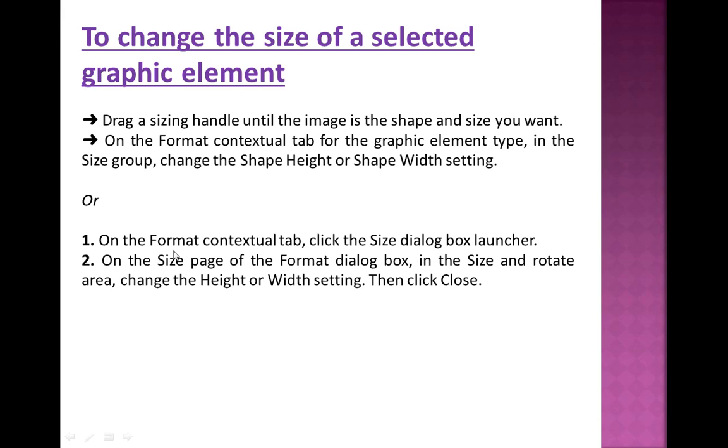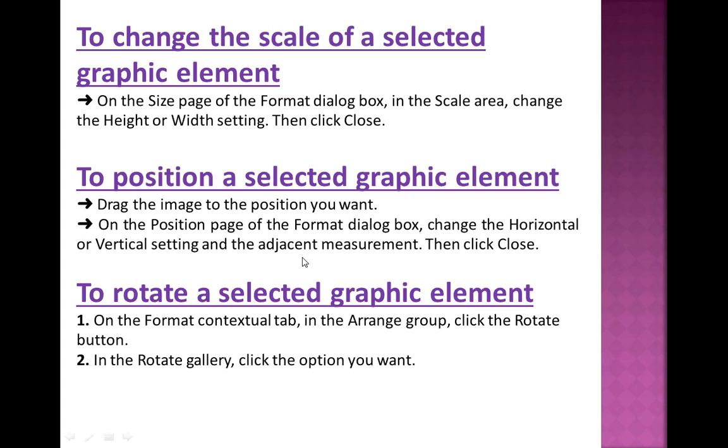Or you can go to the Format contextual tab and click the Size dialog box launcher. In the Size dialog box, in the Size and Rotate area, change the height or width setting and then click Close. Means you can either opt for this option or you can opt for this option.